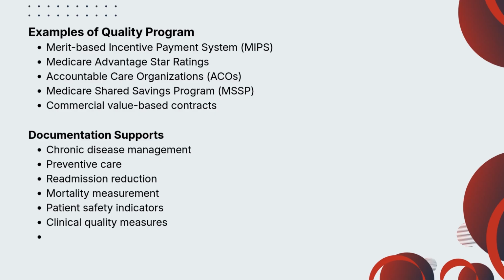Examples of quality programs: Merit-Based Incentive Payment System (MIPS), Medicare Advantage Star Ratings, Accountable Care Organizations (ACOs), Medicare Shared Savings Program (MSSP), Commercial Value-Based Contracts. Documentation supports chronic disease management, preventive care, readmission reduction, mortality measurement, patient safety indicators, clinical quality measures.